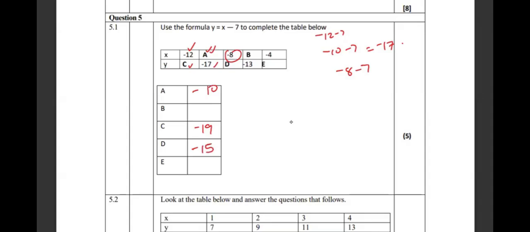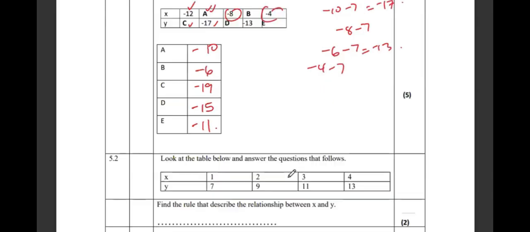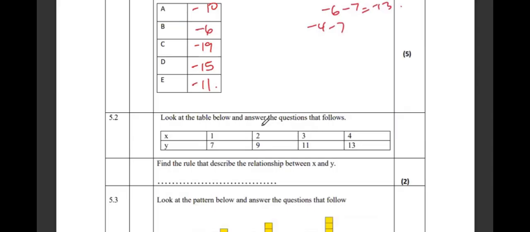And then B, what must I replace there to give me a negative 13? Should be a negative 6, né? Because negative 6 minus 7 gives you negative 13. Then what if you have a negative 4 minus 7? That becomes negative 11. Okay, so that is what was meant to be done.